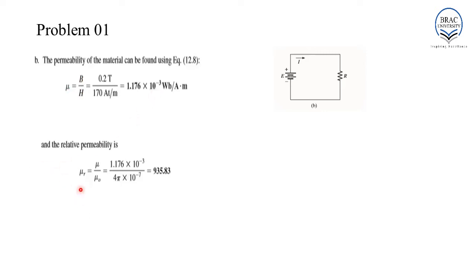Mu r is basically the relative permeability of the material. Mu r equals mu by mu naught. We have determined mu over here, and we know that mu naught equals 4 pi into 10 to the power minus 7. Hence, we can easily determine the relative permeability, which is 935.83. That is, this material is 935.83 times more permeable than air.